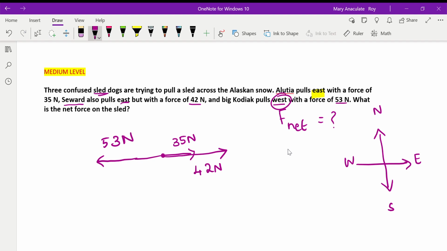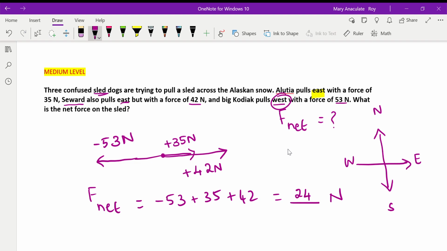So we need to do a vector addition. What do you mean by vector addition? You need to take the signs into consideration. So east is taken as positive and west is taken as negative, and then you add them all up, you get the net force. So F net will be equal to negative 53 plus 35 plus 42. You get the answer to be 24 newtons.